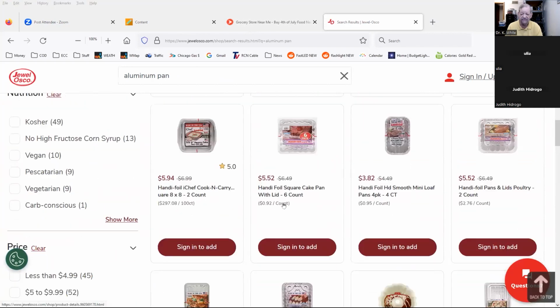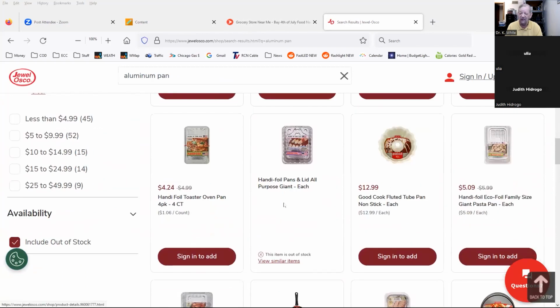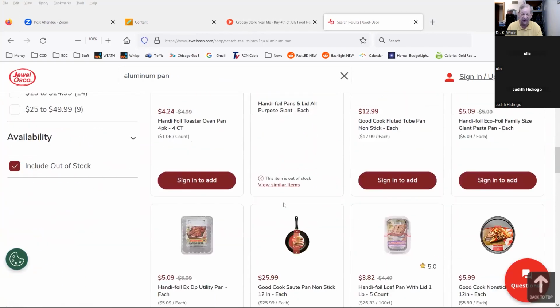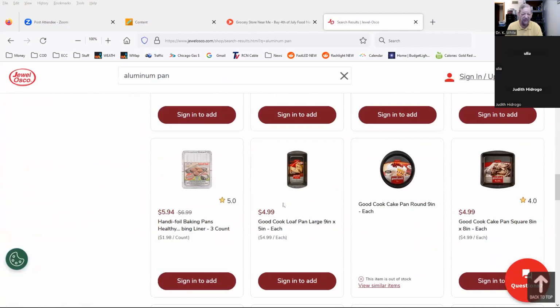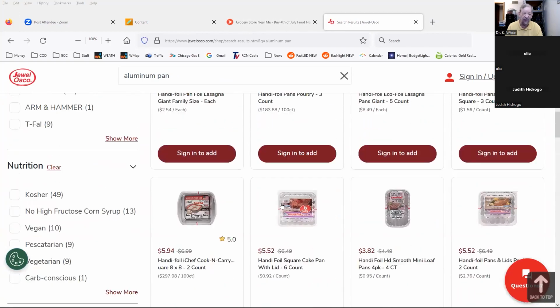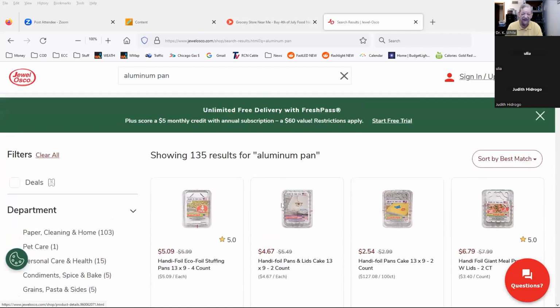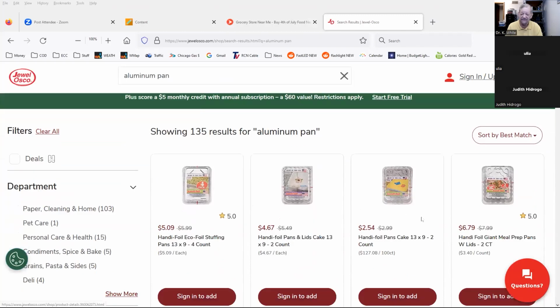If you notice, Walmart is still the cheapest place to buy these, it looks like. Yeah, I think they were $1.24 at Walmart. Here, the same thing, it looks like about $2.54. So it's not that much different. But if you want to save $1, go to Walmart. If not, you can get them at Jewel.